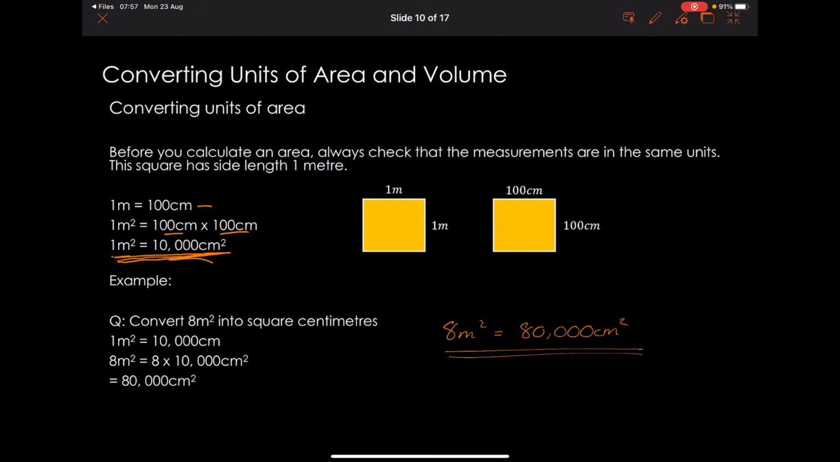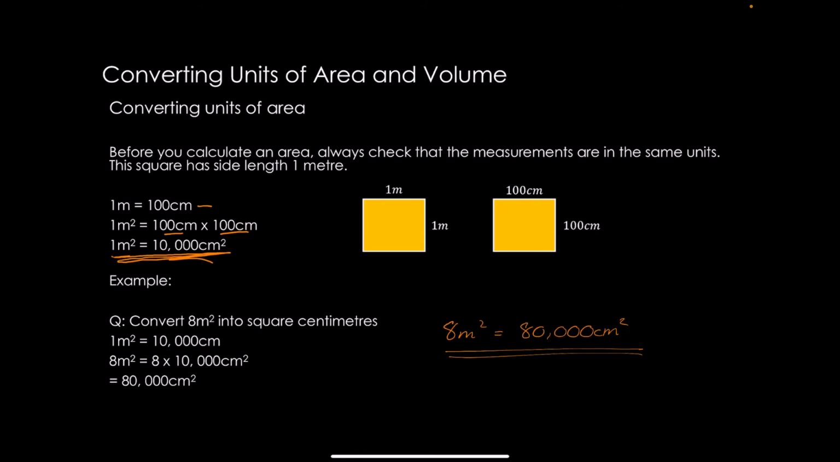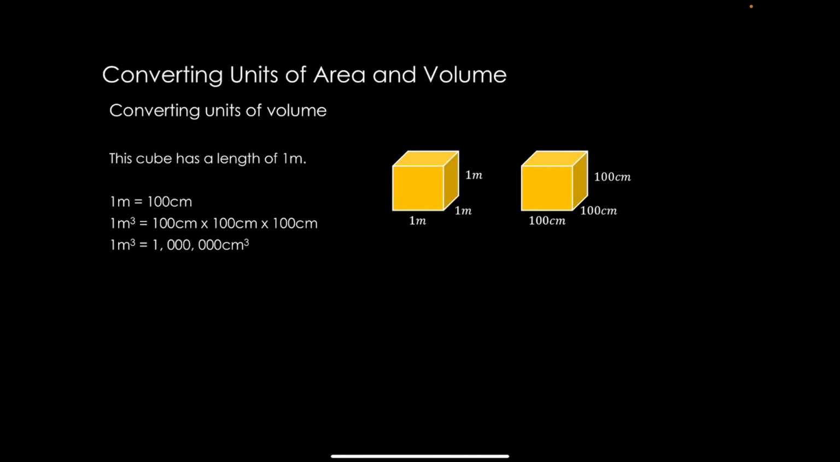Okay? Now, another example. That's area, but if we have volume, we need to make sure that we remember that if 1 meter is 100 centimeters, then 1 meter cubed is 3 lots of that. Can you see from the diagram? So 1 meter cubed is 100 times 100 times 100 centimeters. So 1 meter cubed is actually 1 million centimeters cubed.